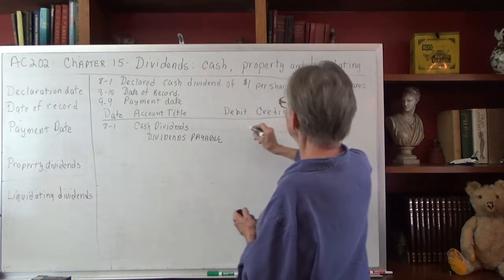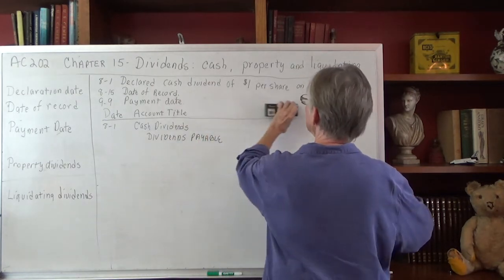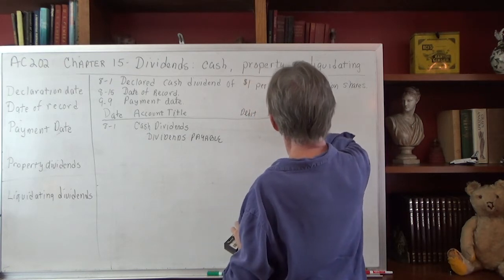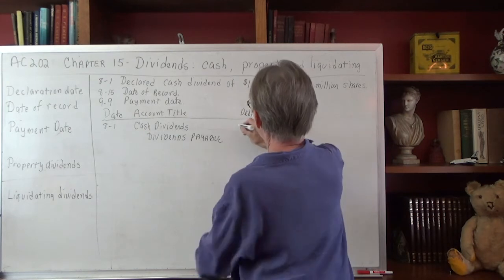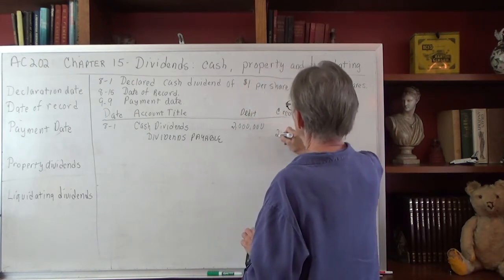$1 per share on 2 million shares. I don't think I left quite enough room here. All right, so debit, okay, that would be 2 million. And 2 million. Okay.